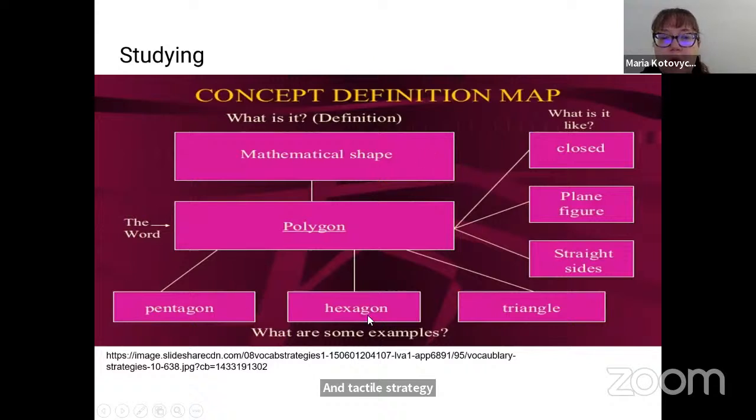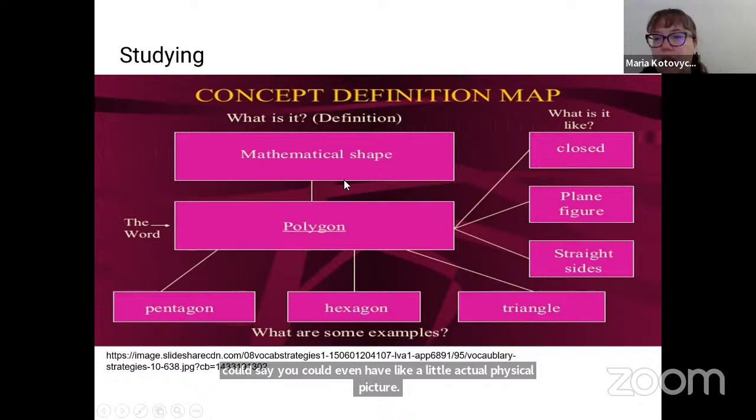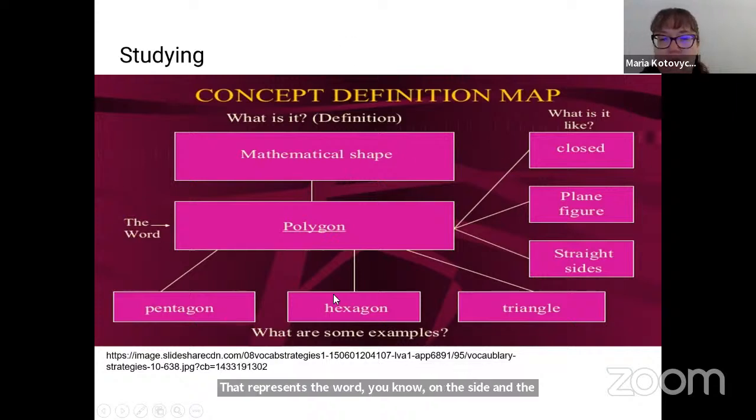A visual can also be used to help you learn a vocabulary. So if you have, say, a polygon as your vocabulary word, then you have your definition and your details here and some examples. So I recently was speaking with someone whose first language isn't English, it's a different language. And I suggested this, and I said you could even have like a little actual physical picture that represents the word, on the side. And the person really liked the idea of using visuals to help remember vocabulary, because that was one of their areas of concern.